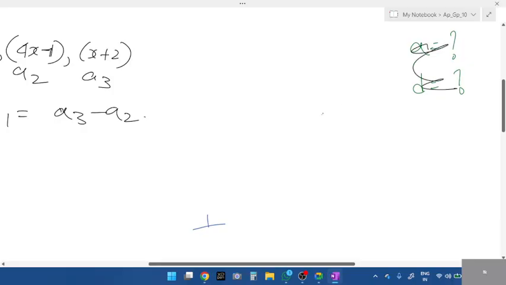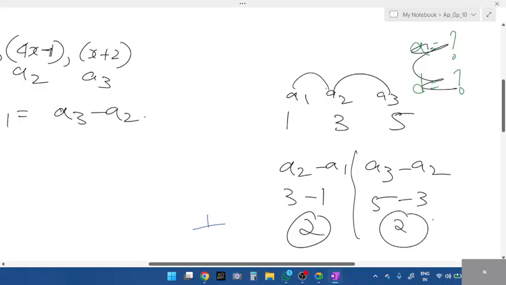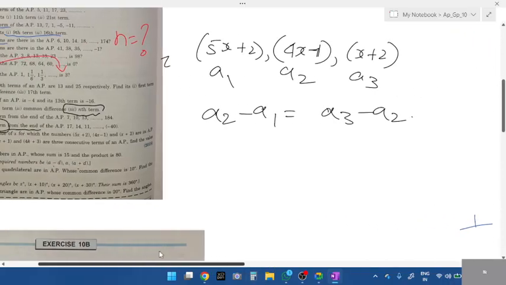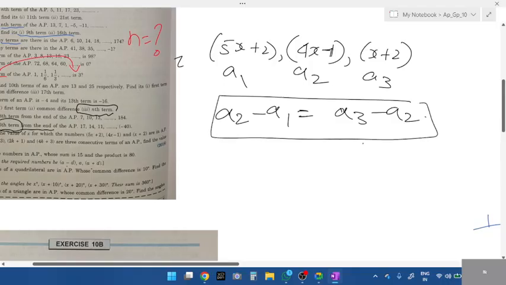If you're not able to understand, I'll write 1, 3, 5. Taking these as A1, A2, A3, what is A2 minus A1? 3 minus 1 is 2. Now take A3 minus A2: 5 minus 3 is 2. What is the meaning of this? The difference is equal, 2 and 2. That's the reason we use this formula. Complete this question, all of you, students.